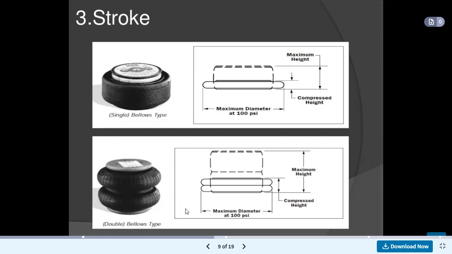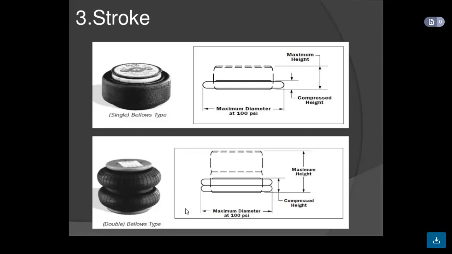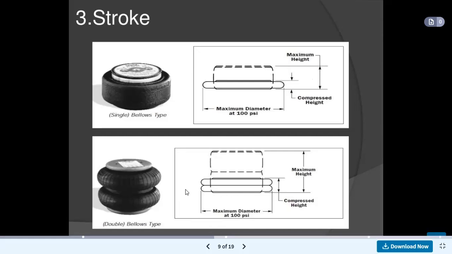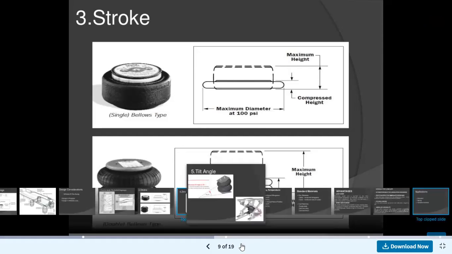Double bellow type, the maximum diameter possible is at 100 psi, and this is the maximum height at normal condition. When the air gets compressed, the height gets reduced and it is now converted into compressed height in both the cases. So at the compressed height condition, the maximum diameter at 100 size like this.